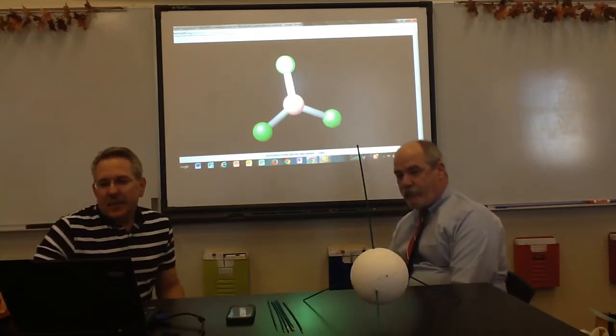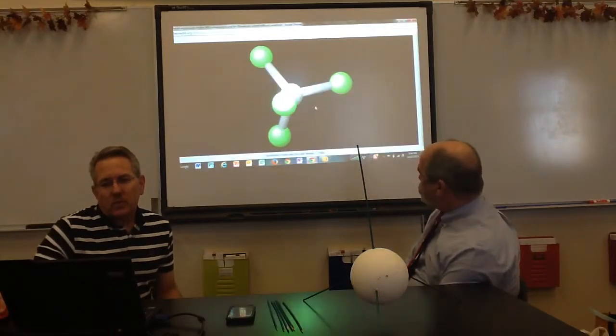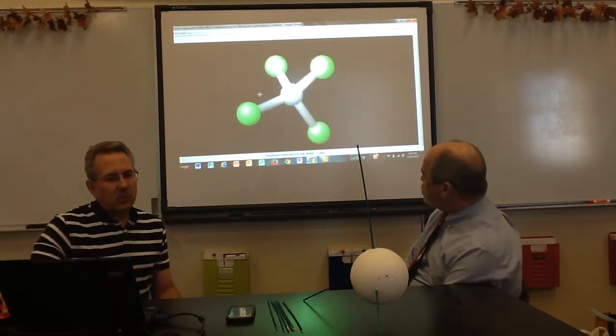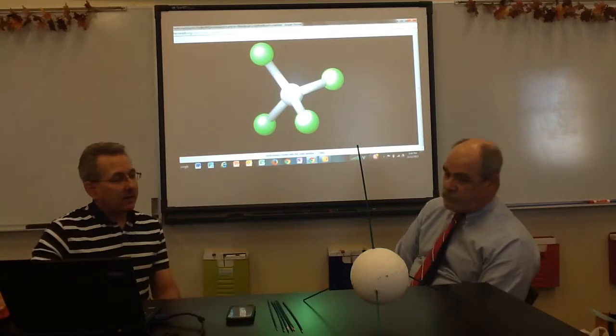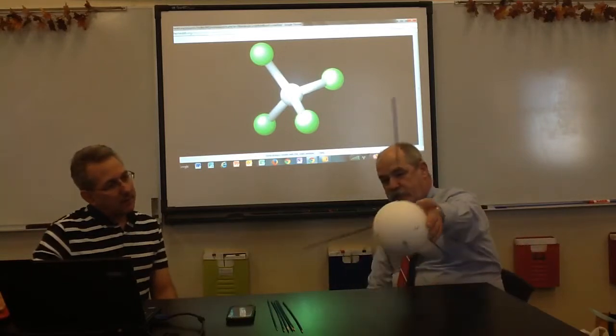So let's see what our model has for us. Okay, this is carbon tetrachloride, and it's just like our model here. It looks really close.